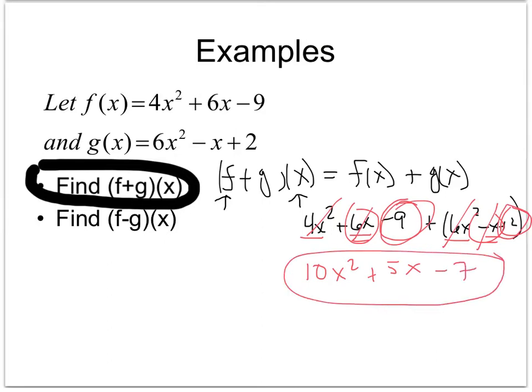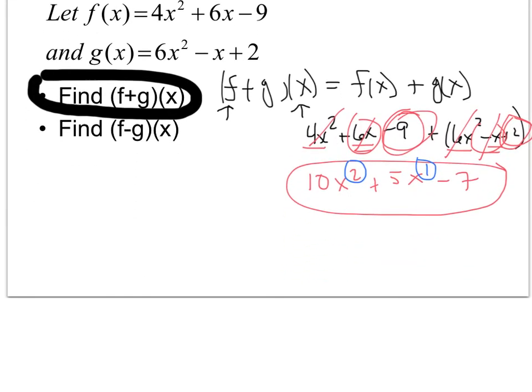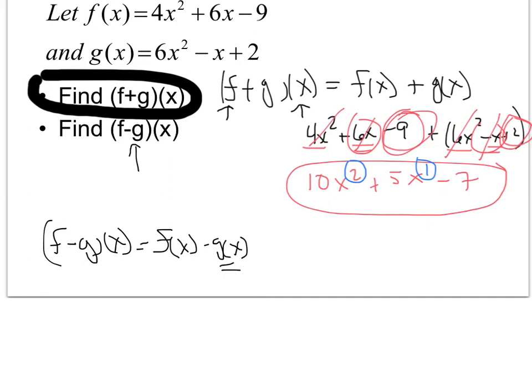And notice that I am writing it with exponents in descending order from largest to smallest. Okay? And the next one that we're going to do is subtracting these two. And this is where you just need to be careful. So f minus g of x is just telling you to subtract the two equations. And g is the second one, so we're subtracting that last. And this is where parentheses are important.